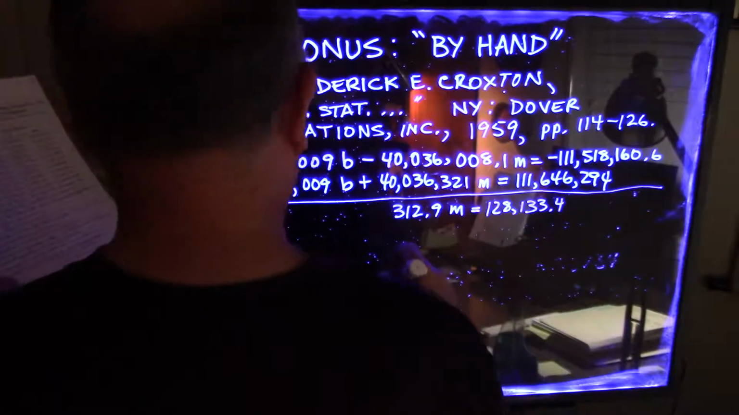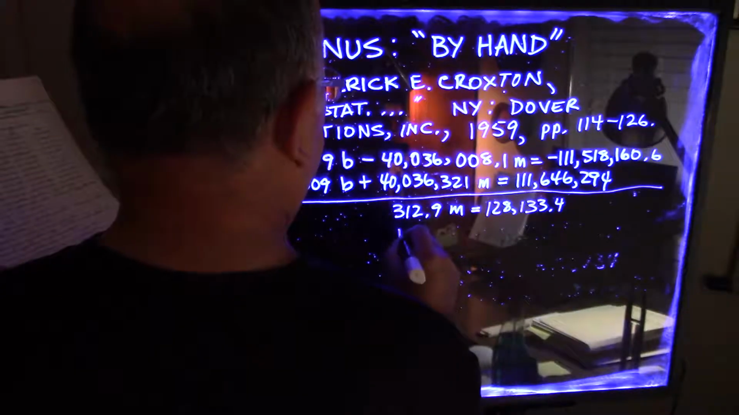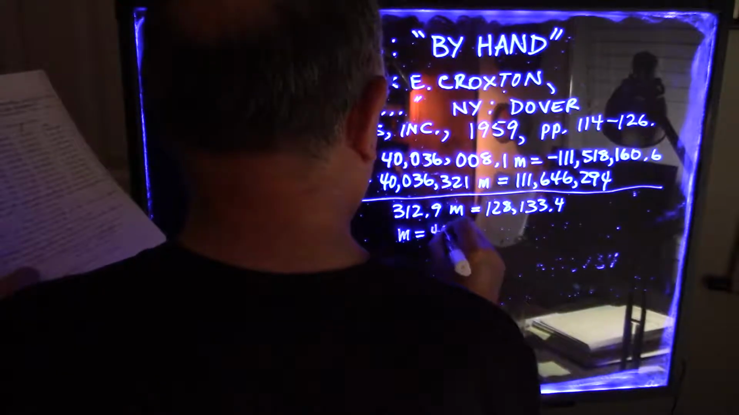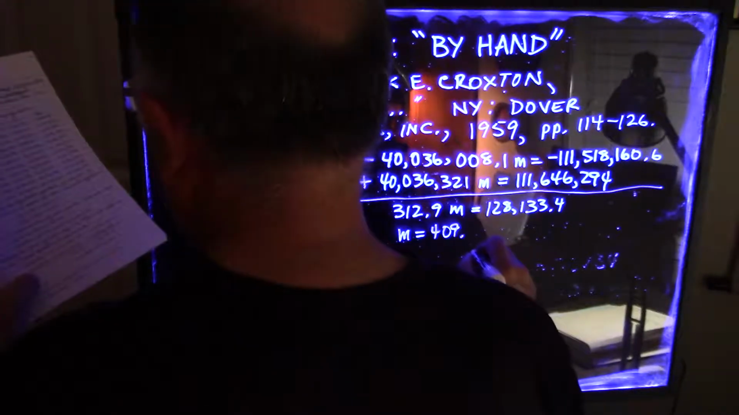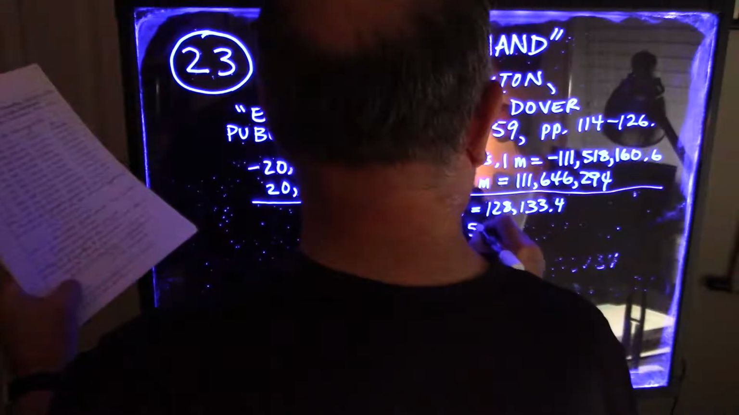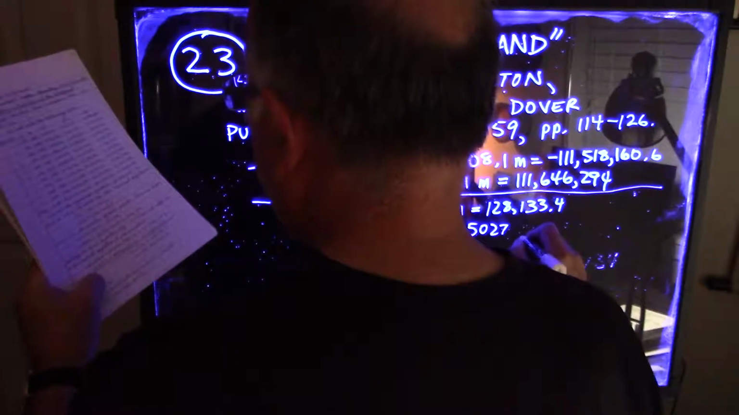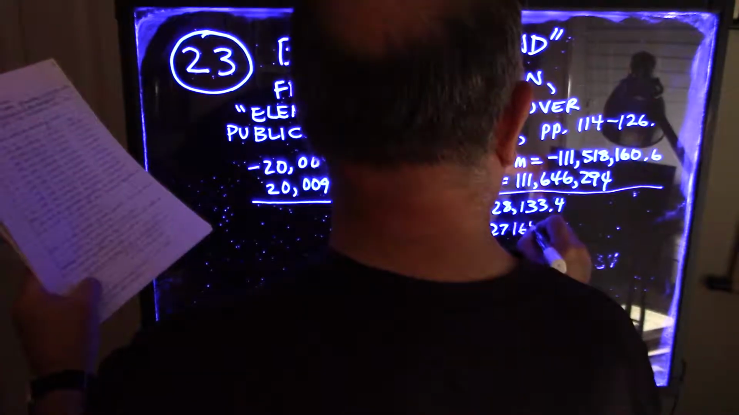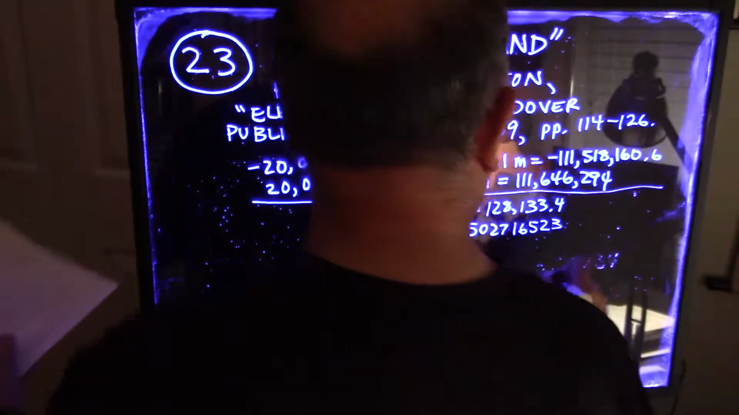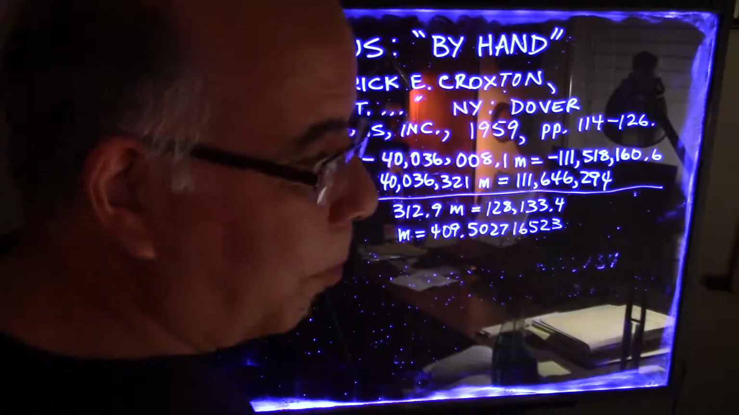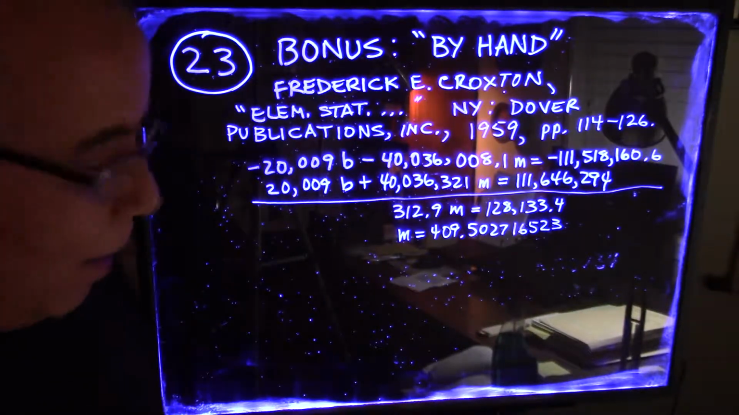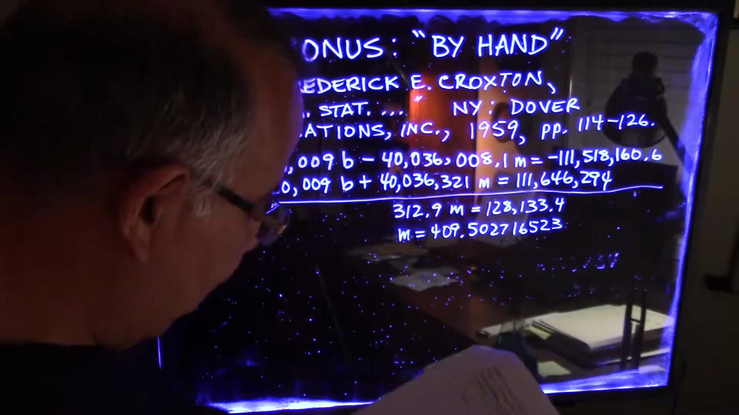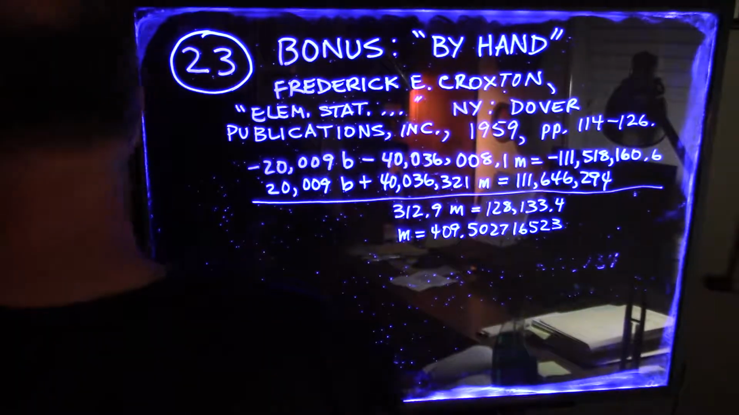Solving for m, divide both sides by 312.9. So you get m is equal to 409.502716523. That looks familiar, doesn't it? Isn't that what we came up with using technology? Yeah, the exact number. Okay, now we can solve for b.